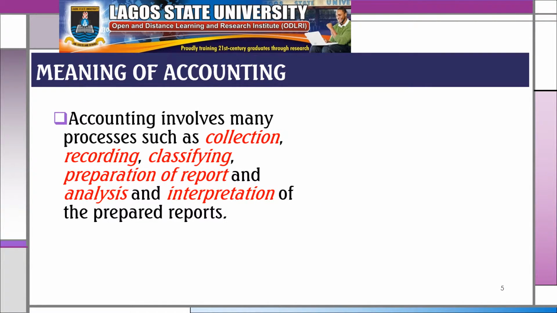Meaning of accounting. Accounting involves many processes such as collection of data, recording data, classifying, processing, preparation of reports, and analysis and interpretation of the reports prepared. What do we mean by that? We are saying that accounting is wider when you compare it with bookkeeping. The accountant is the one that performs this function called accounting, and you see them doing a lot of activities where the bookkeeper stops, that we have mentioned: collection and recording of data.